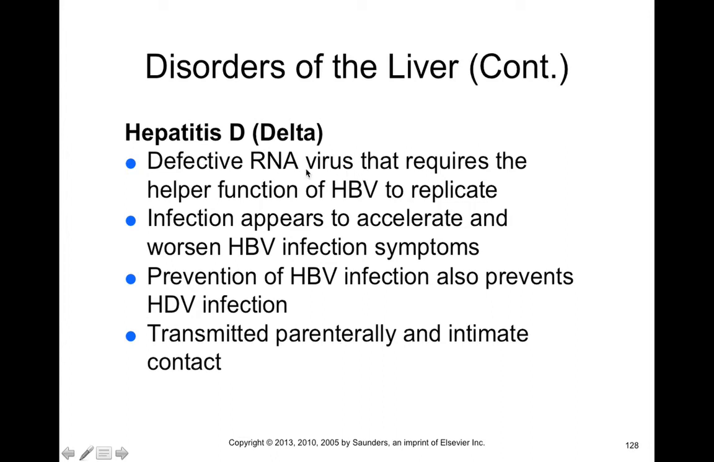It's an RNA virus that actually is a co-infection with hepatitis B. So what's interesting with hepatitis D, it's actually a virus that requires hepatitis B infection to already be present, and it uses hepatitis B machinery or sort of proteins to help replicate. And what's interesting is that if someone has hepatitis B infection and then gets infected with hepatitis D or Delta, it actually worsens the hepatitis B infection symptoms. And prevention of hepatitis B also prevents hepatitis D infection because these seem to be cofactors. It turns out that hepatitis D seems to be transmitted by parenteral and intimate contact.